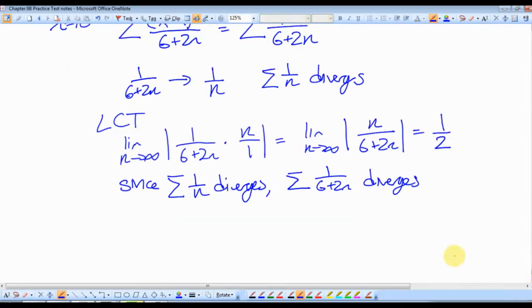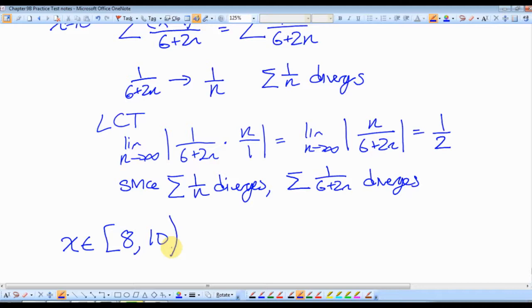Okay, so we have our endpoints tested. So for convergence, x must be between 8 and 10. Technically, yes. Include 8, do not include 10. Do not include 10. Why? Because it's divergent.